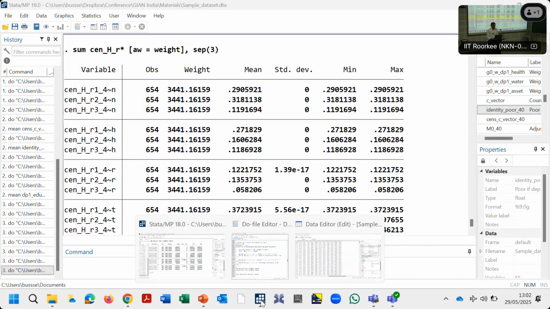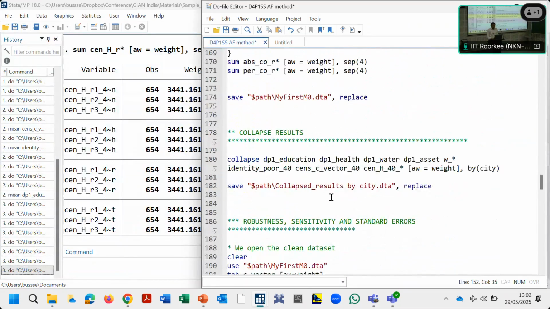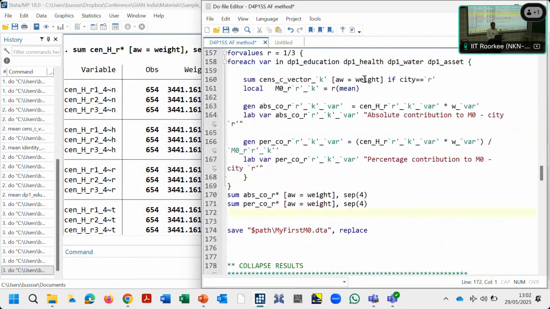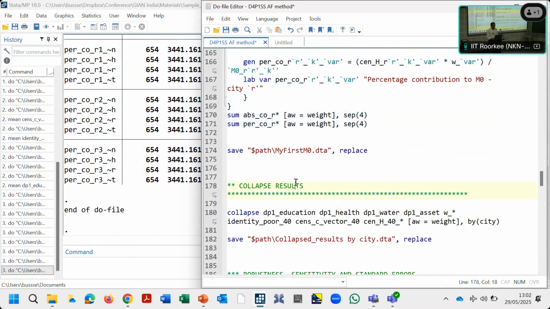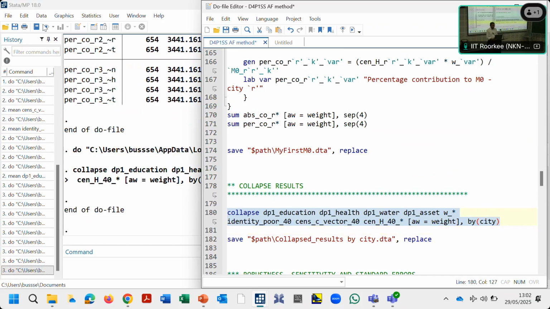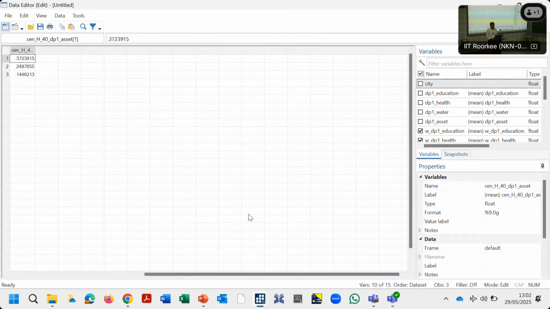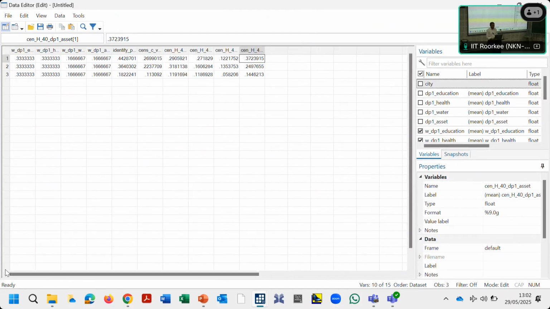Okay. Now, again, if you want, you can save this data. Say I run everything. Suppose even if I run this one, you can save that data if you want. I'm not going to save it. It's already saved. Now, if you give this collapse command, see what this collapse will do. So I'm saying collapse these variables by city. If I hit it, say run line 180, look what it did. It just collapsed all these variables by city.